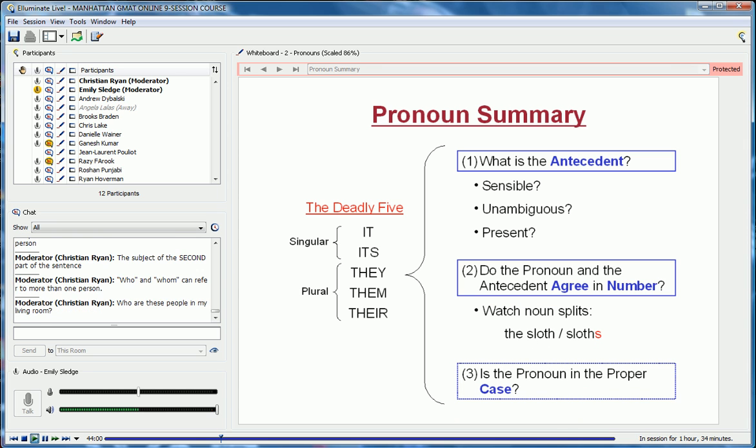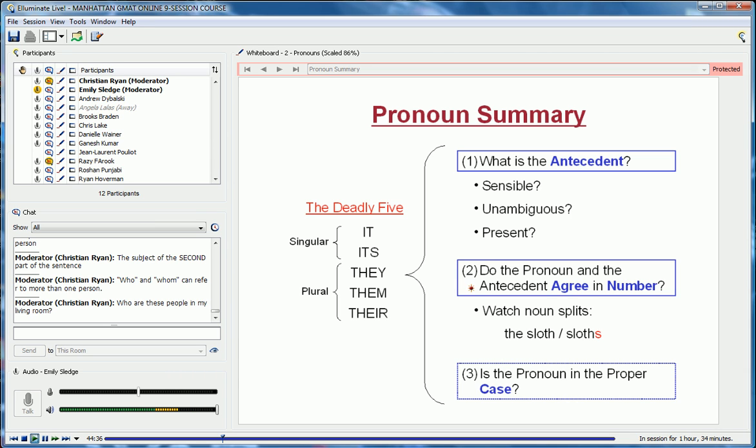So let me show you a quick summary here. The deadly five are the ones that crop up the most, so be on the lookout for these. And always make sure that the antecedent can be paired with the pronoun clearly, unambiguously, and that the antecedent is one that makes sense when you replace the pronoun with it. If you're going to do all of that, of course, it has to be in the sentence. And as you are checking to make the antecedent and pronoun match, I think it's something you'll kind of simultaneously check, that they agree in number.